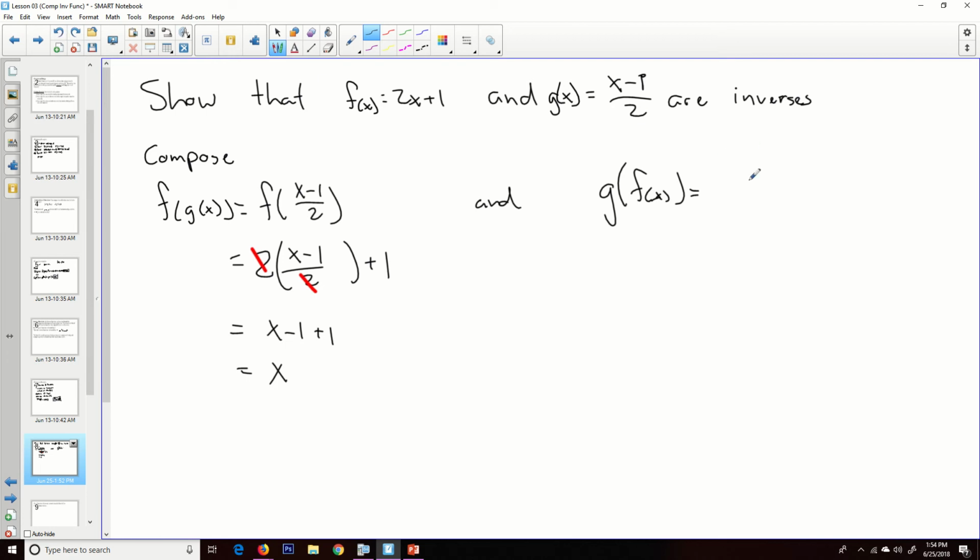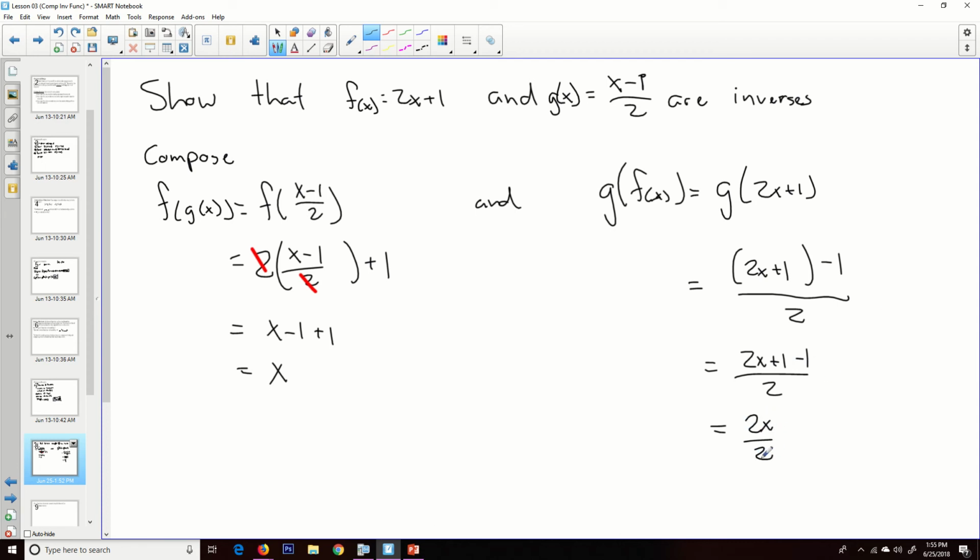So this becomes g of 2x plus 1. And so g is defined as something minus 1 all over 2. That's what g is defined as. And that something in this case is the 2x plus 1. So I'm going to put my 2x plus 1 in there. And then we can get rid of the parentheses because there are no multiplications that I have to distribute or anything. So I've got 2x plus 1 minus 1 all over 2. And then clearly the plus 1 and the negative 1 cancel out. So I've got 2x over 2, and then the 2's cancel, so I'm left with x.